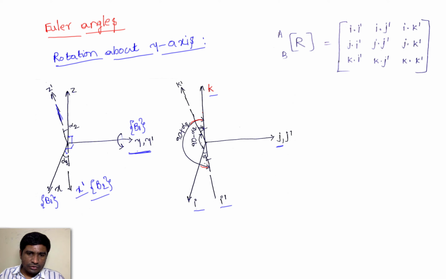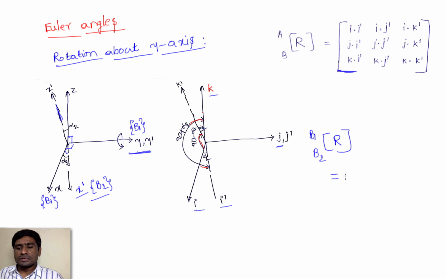It's rotating alpha 2, so that's why it's 90 plus alpha 2. And what is the angle between I and K dash? This is 90 minus alpha 2. Why? Because I here is rotated alpha 2 here. So again, if I substitute in this rotational matrix, then this will become here from B1 to B2.